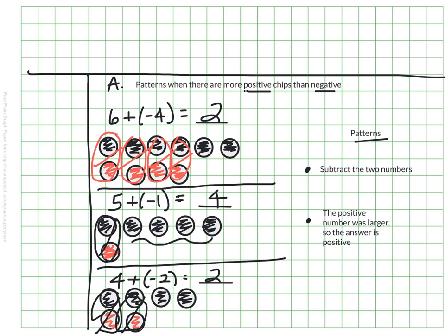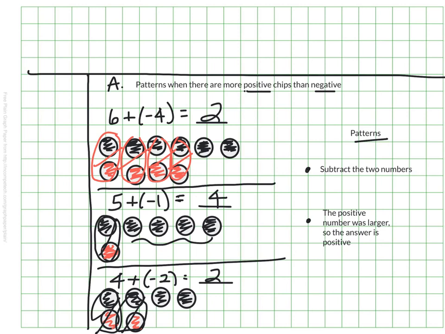And it seems that the answer is positive because I had more positive chips than negative chips. And I think that because the positive number was larger, it seems to have kind of won out, and so my answer stays positive. I had more positive chips left over once I canceled out all of my zeros. So that's the pattern, or the patterns, I suppose, that I see when there are more positive chips than negatives.